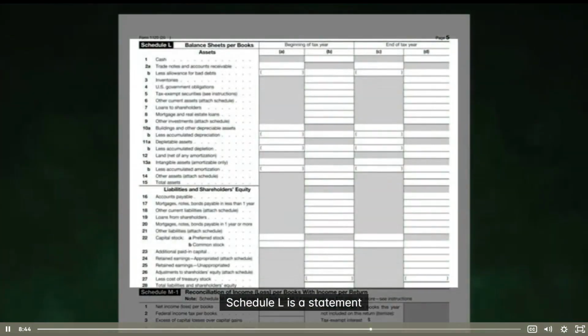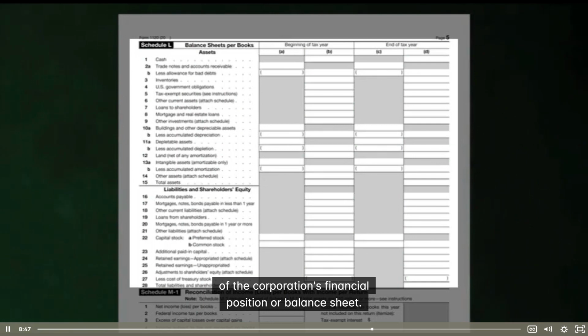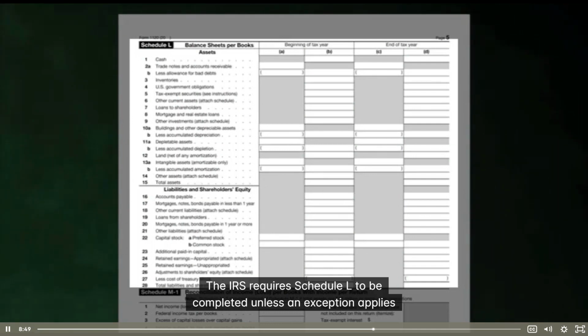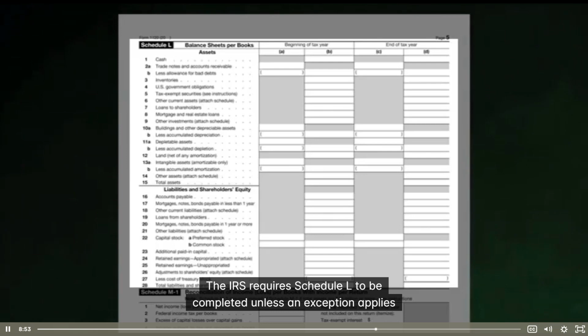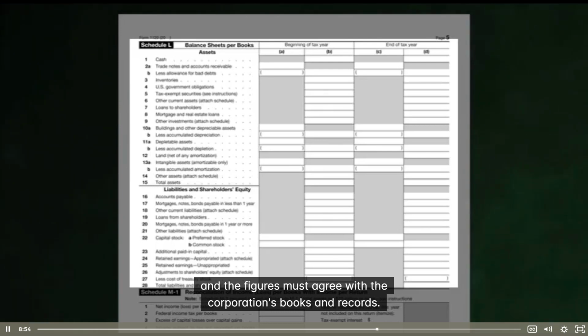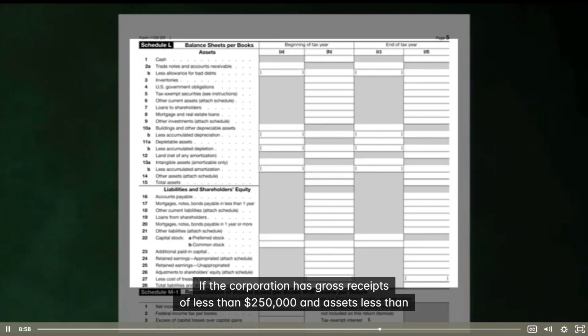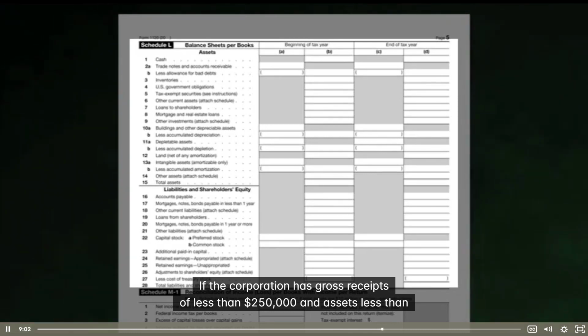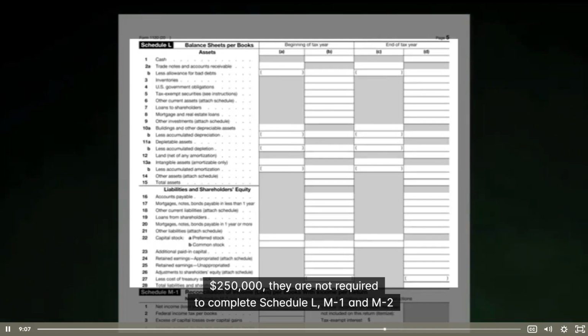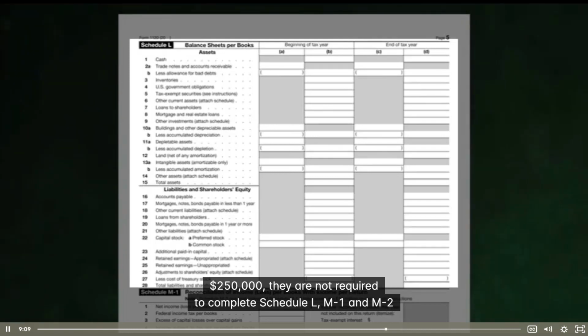Schedule L is a statement of the corporation's financial position, or balance sheet. The IRS requires Schedule L to be completed unless an exception applies, and the figures must agree with the corporation's books and records. If the corporation has gross receipts of less than $250,000 and assets less than $250,000, they are not required to complete Schedules L, M-1, and M-2.